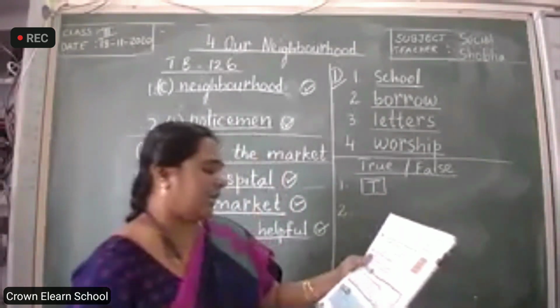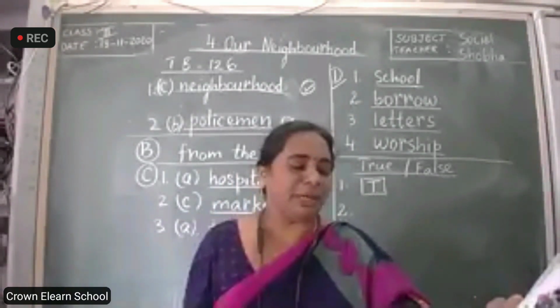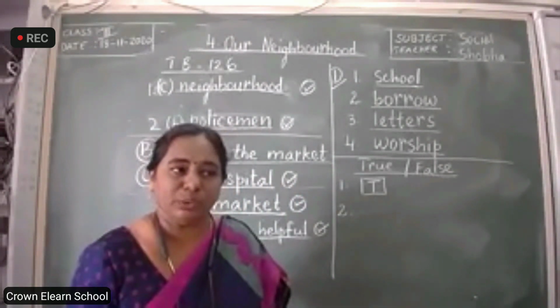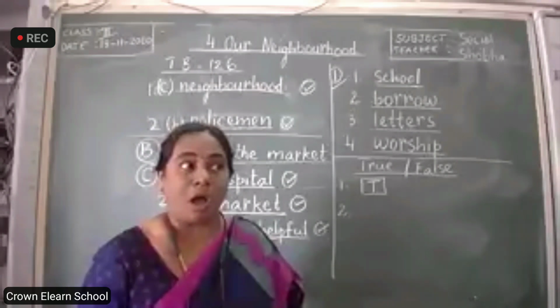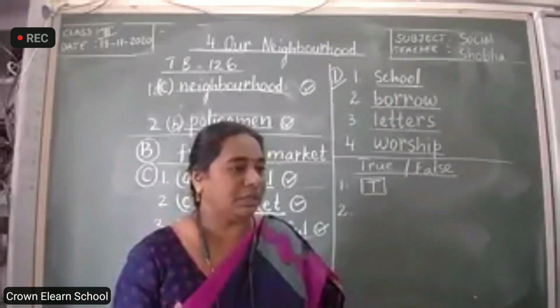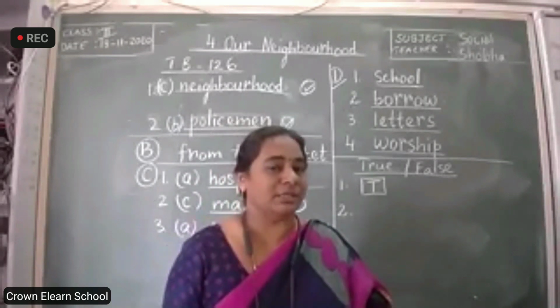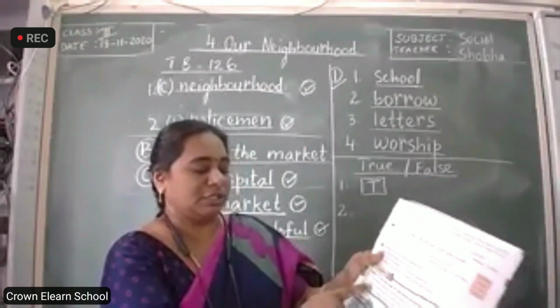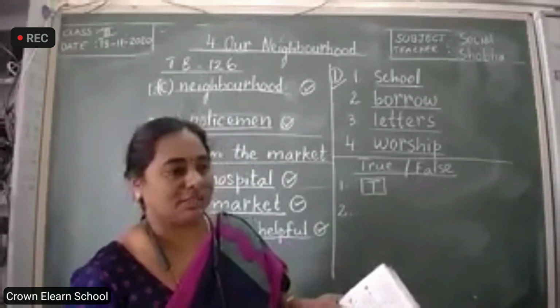Next, second one. It is a good habit to disturb our neighbors. Is it a good habit, children, to disturb our neighbors? It is not a good quality of a neighbor, isn't it? It is a bad quality to disturb our neighbors. We should never disturb our neighbors. So the sentence here is false.